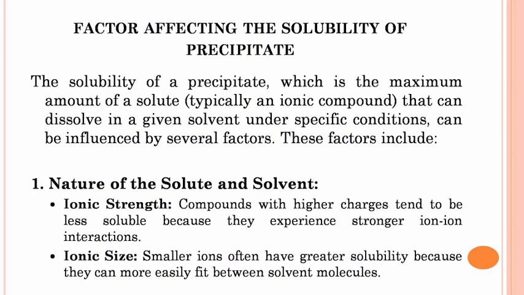Factors affecting solubility of precipitate. The solubility of a precipitate, which is the maximum amount of a solute, typically an ionic compound, that can dissolve in a given solvent under specific conditions, can be influenced by several factors. These factors include: first, nature of the solute and solvent. Under this, a. Ionic strength. Compounds with higher charges tend to be less soluble because they experience stronger ion-ion interactions. b. Ionic size. Smaller ions often have greater solubility because they can more easily fit between solvent molecules.